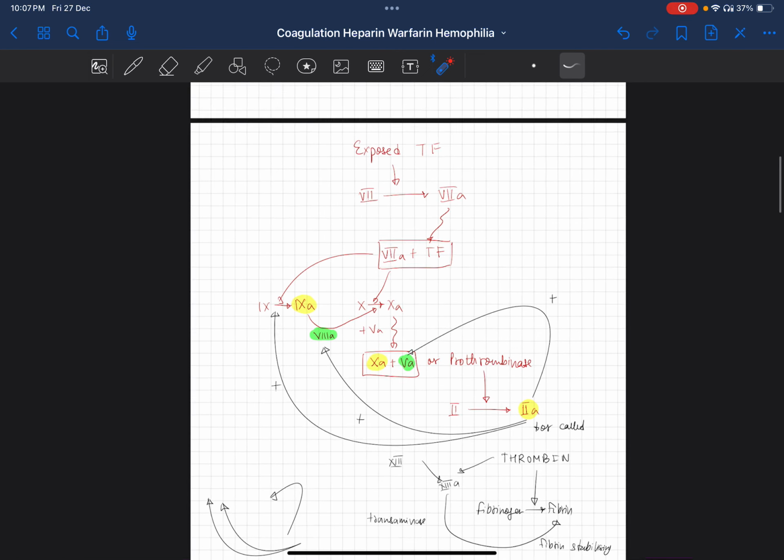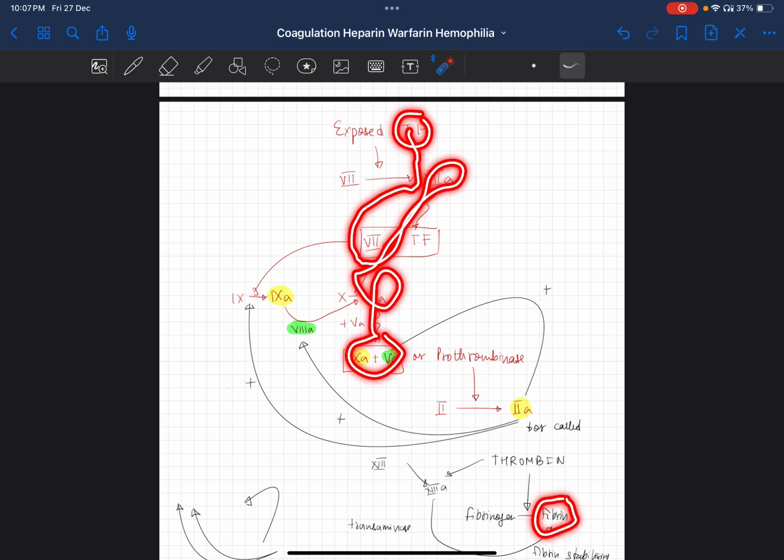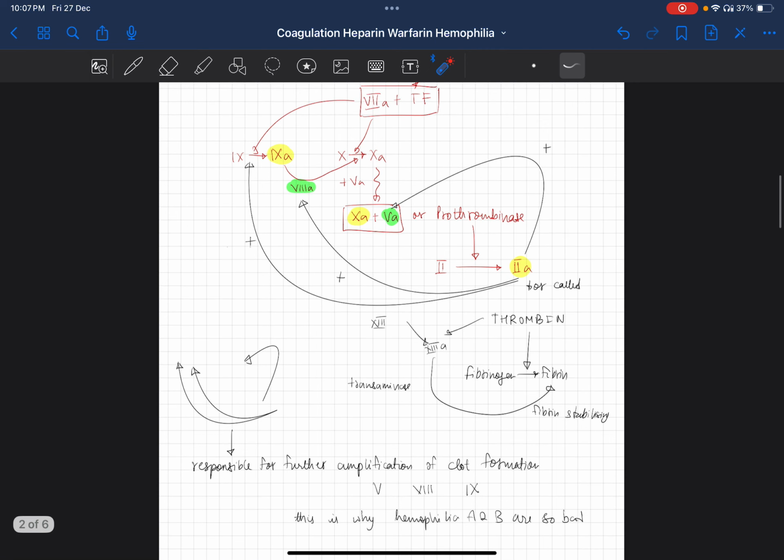Now, if you see from tissue factor till fibrin, if you draw this one line, 7 you will get 10, you will get 5, you will get 2, you will get directly. Will you get 8 or 9? It's not there. These are on the sides; they get activated also. This 2A is going and activating your 5, 8, 9. Now, why is this amplification important?